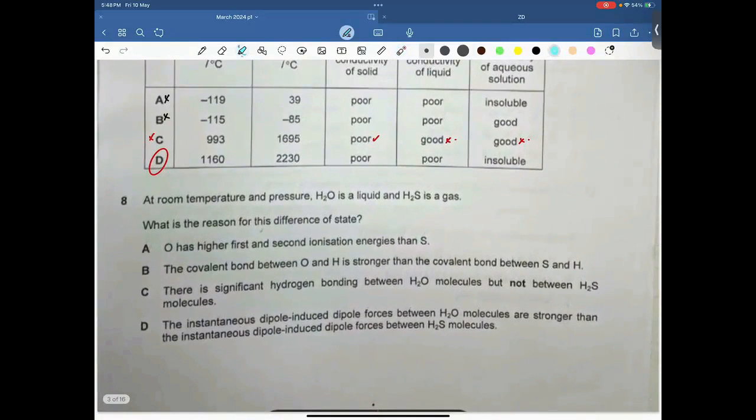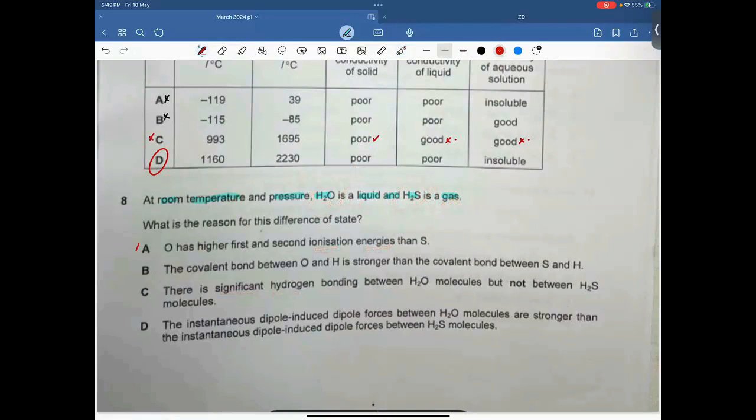Question number 8. At room temperature and pressure, H2O is a liquid and H2S is a gas. I've given you the explanation for this in the theory classes. H2O exhibits extensive hydrogen bonding, whereas H2S has only temporary induced dipole-dipole forces and also permanent dipole-dipole forces, and hydrogen bonding is stronger than both temporary and permanent dipole-dipole forces, which is why the state doesn't reflect the ionization energy criteria.